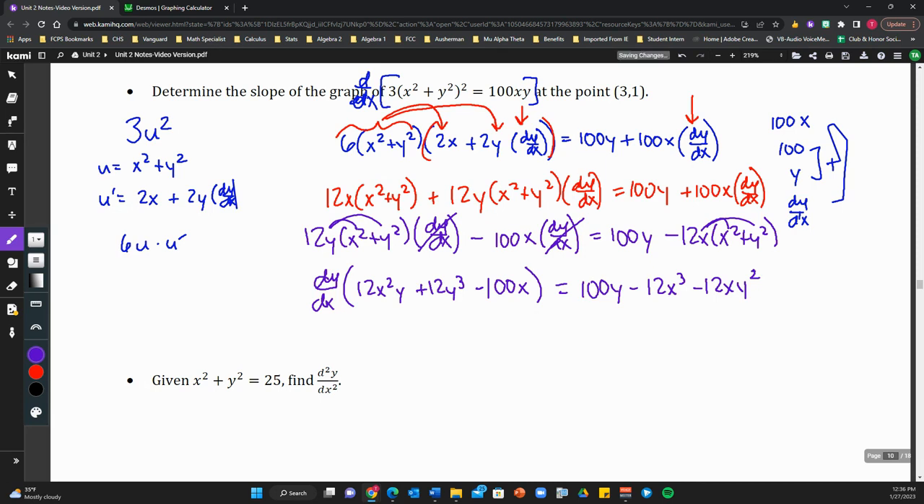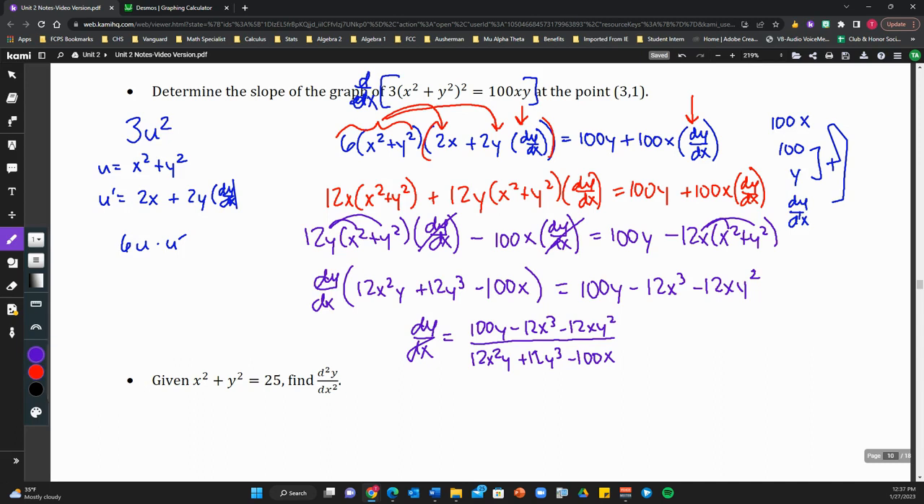So I have my dy dx factor by itself. Now I've got to get that term by itself by dividing this trinomial factor from both sides. So my end result is 100y minus 12x cubed minus 12xy squared all over this guy. So 12x squared y plus 12y cubed minus 100x. So that is our derivative.